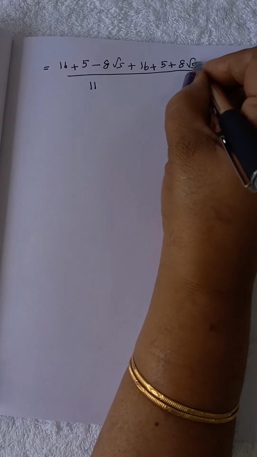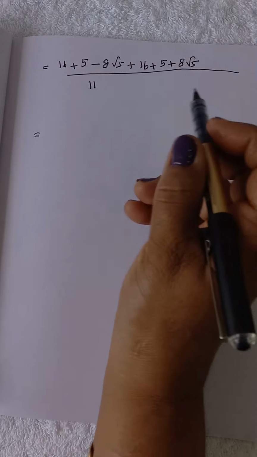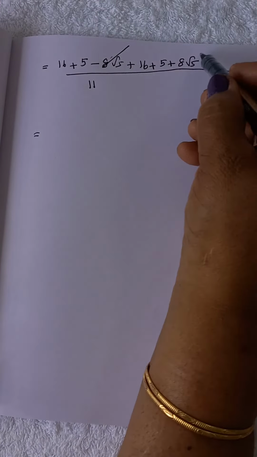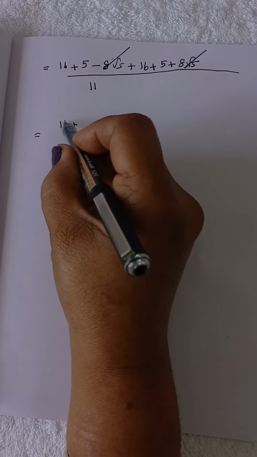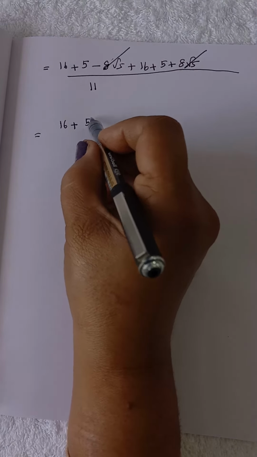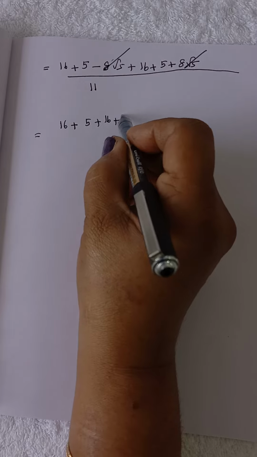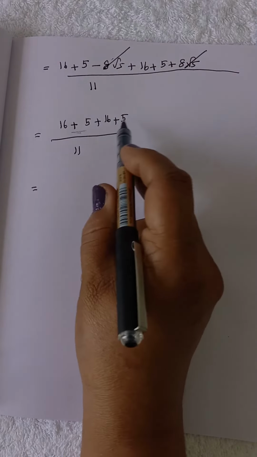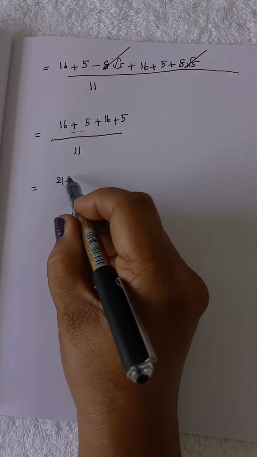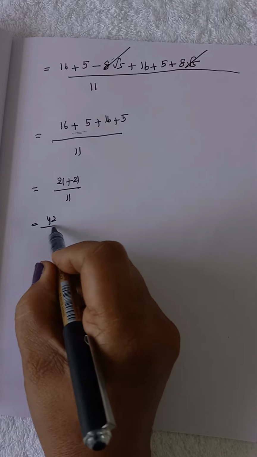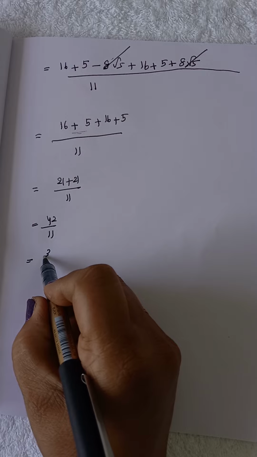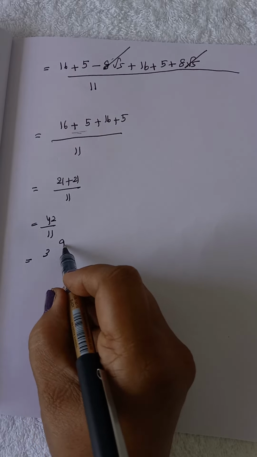So that is equal to this minus 8 root 5 and plus 8 root 5, we can cancel. So what is remaining? 16 plus 5 plus 16 plus 5 divided by 11, that is equal to 21 plus 21 by 11, that is 42 by 11. What is that? That is equal to 3 and 9 by 11.